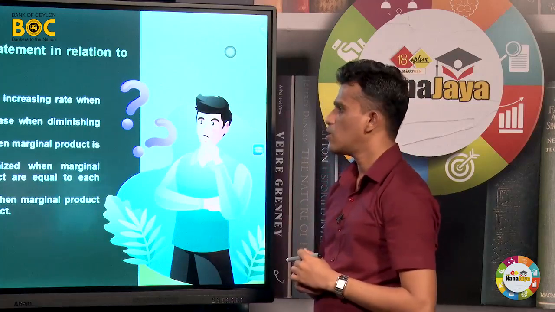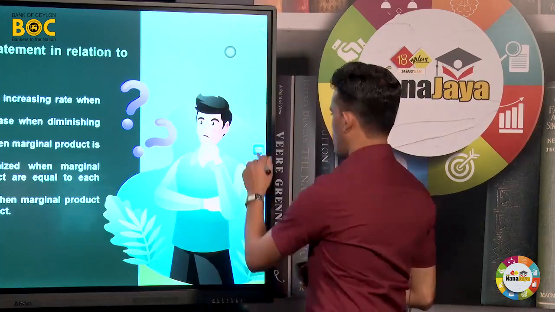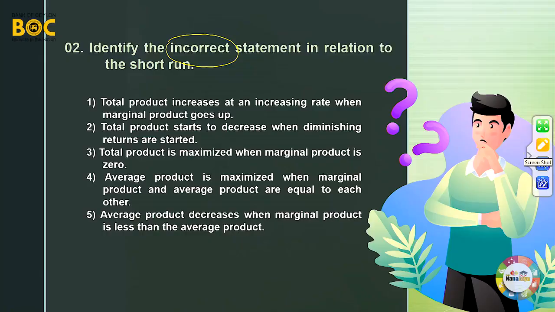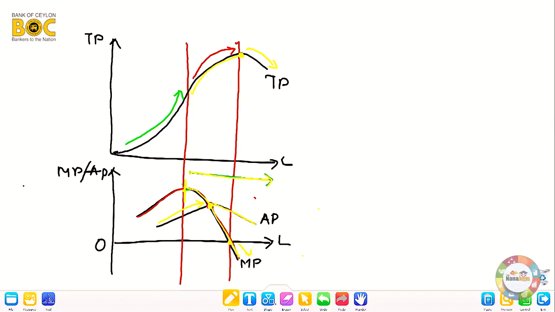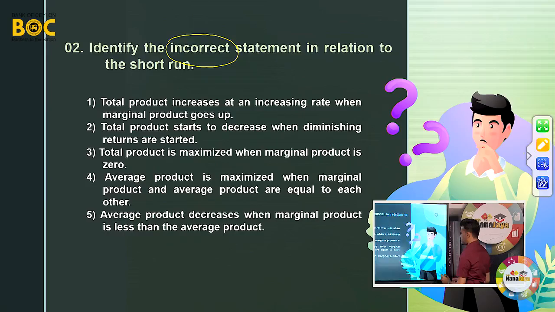Third one, total product is maximized when marginal product is 0. Right? Total product is maximized when marginal product is 0. We learnt it. So, you can see the total product reaches its maximum point when the marginal product is 0. Therefore, it is a correct statement.